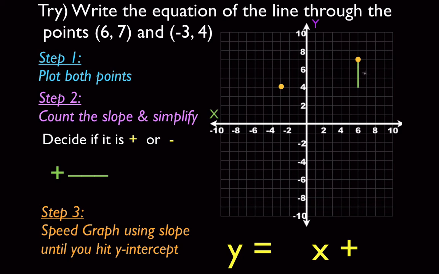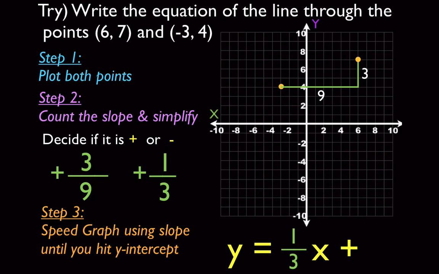It goes up a total of 3 and over a total of 9. 3 over 9 is simplifiable. It simplifies to positive 1/3, which then goes in as our m, or our slope.